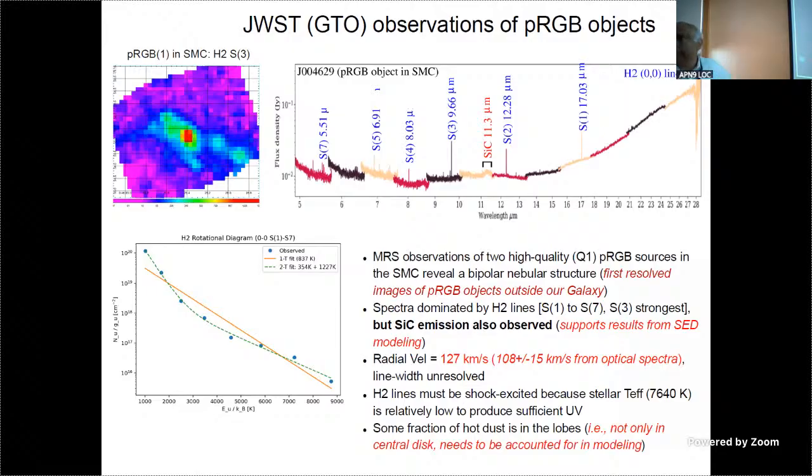So clearly, the spectra confirm what we are seeing from the SED modeling, that you can have carbon-rich dust. Here's a simple plot fitting the temperatures of the molecular hydrogen lines, and you can get a fairly nice fit with a two-temperature fit. An important thing is that a lot of the mass is actually in these bipolar lobes, which is not included in the SED models which I presented before. So we have to include that as well.